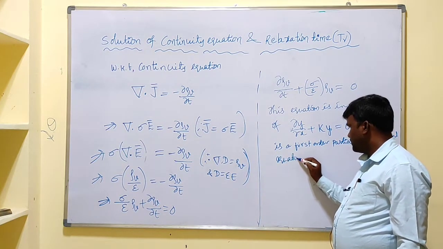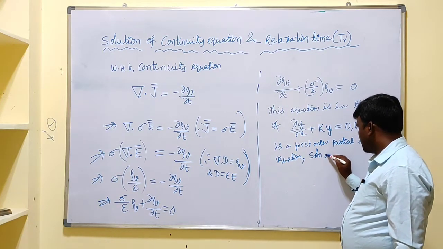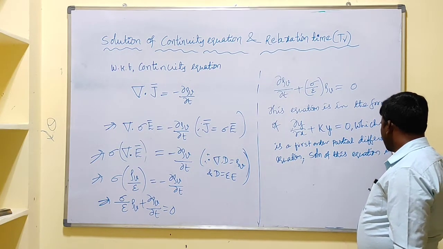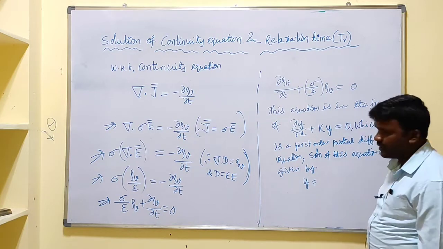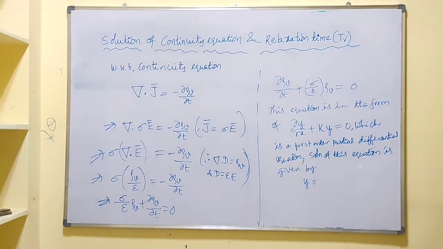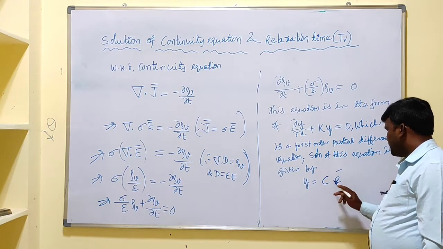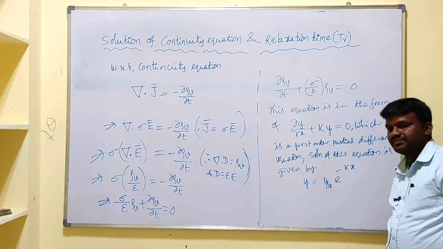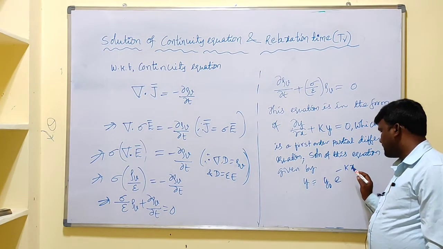The solution of this equation is given by y equals c into e to the power minus kx, or y equals y naught into e to the power minus kx.